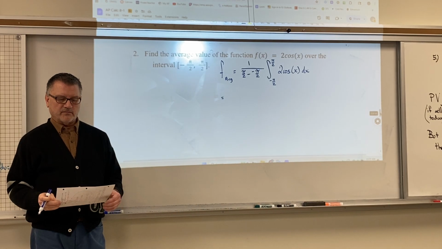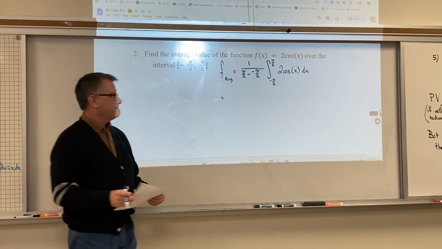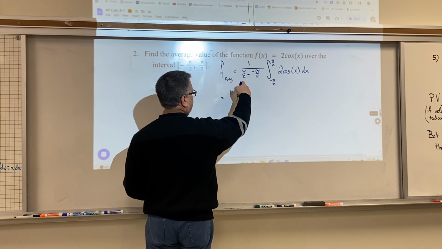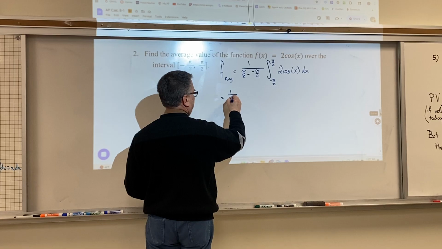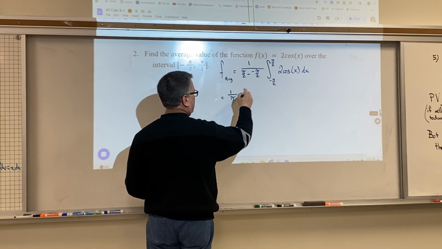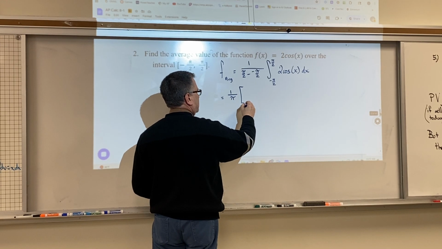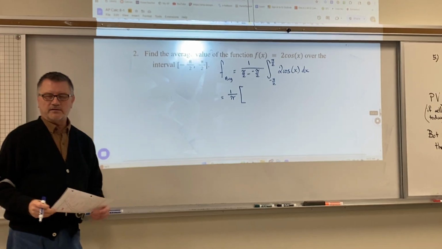So that's gonna give me 1 over pi, right? Out front. Half a pi plus half a pi is the whole pi. So that's what I want to divide by. And then I want to try to figure out the area under the curve.